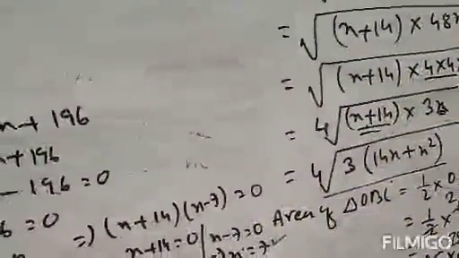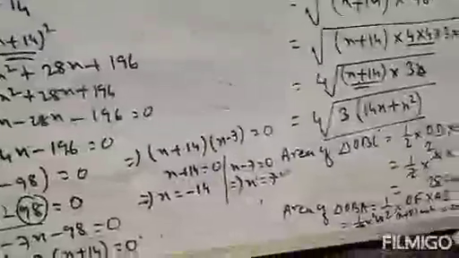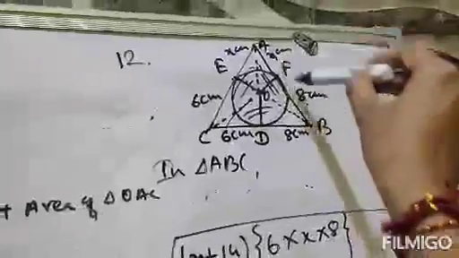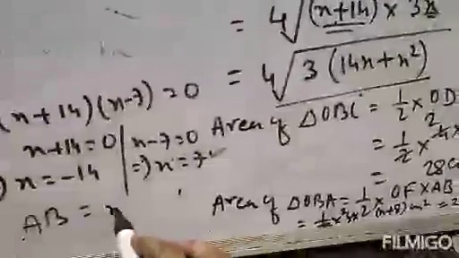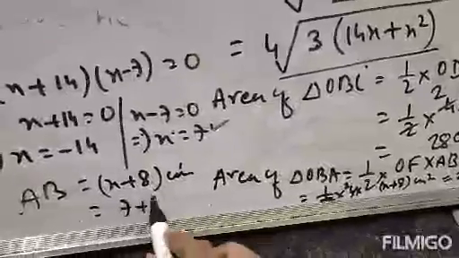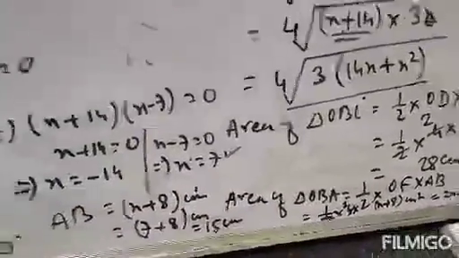The question was, we have to find the length of AB and AC. That was the question. So AB was x plus 8. See, AB was x plus 8 centimeter. So put the value x equal to 7. 7 plus 8 centimeter, that is 15 centimeter.